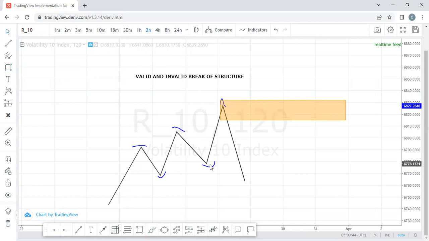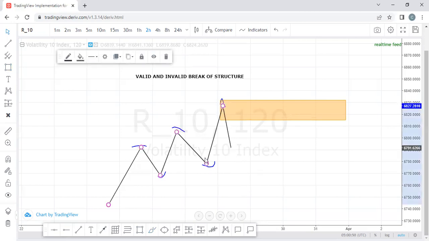Number one, it must take out the obvious low. So some people always call this a BOS when they see the market does something like this. And they say the market rejected from here and they're trying to take a sell here. That is a very wrong approach to trading. This is a wrong mindset of change of structure. They just look at this and then they're looking to sell.